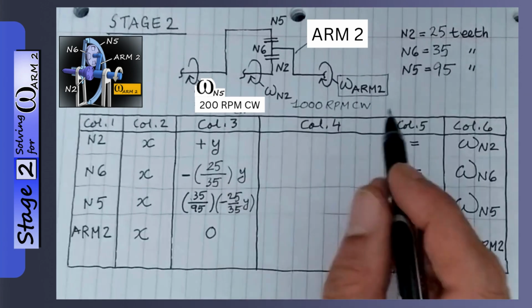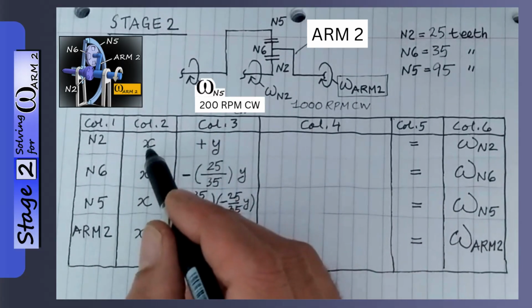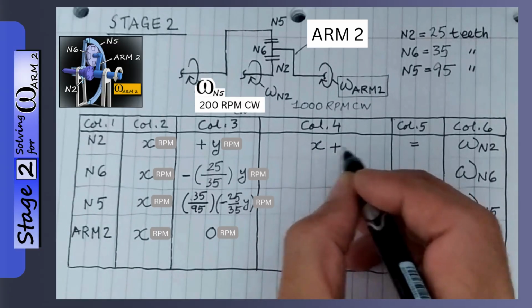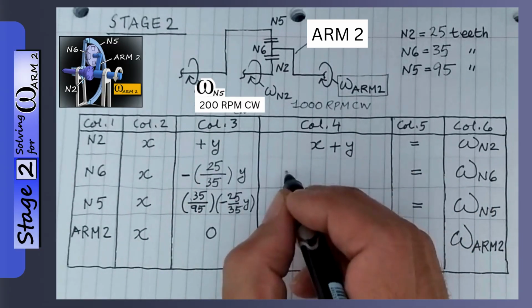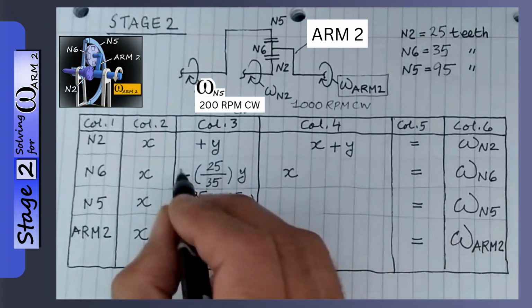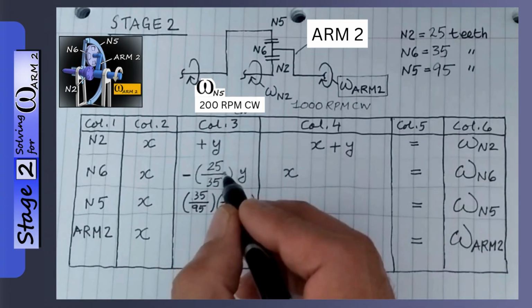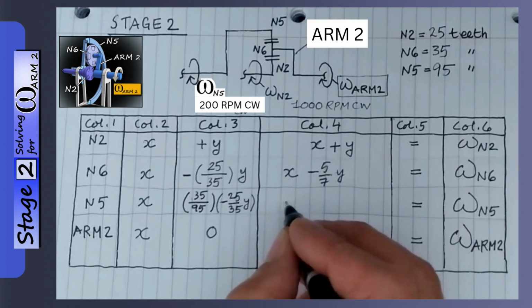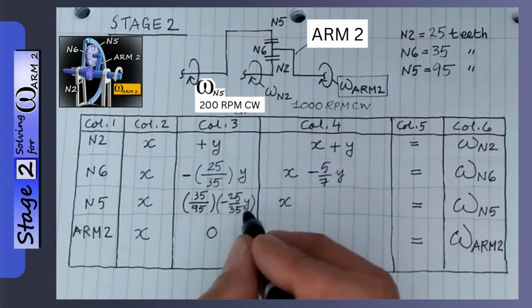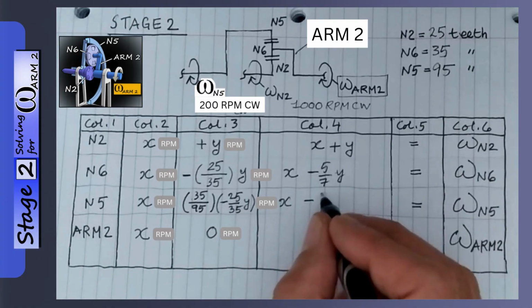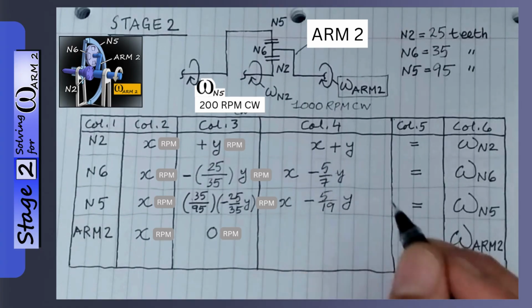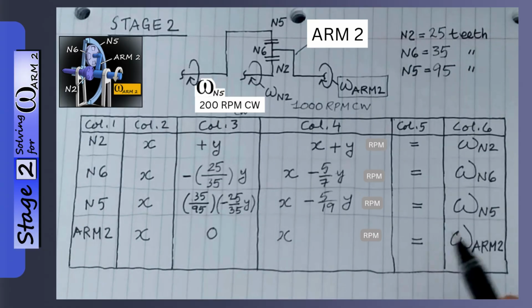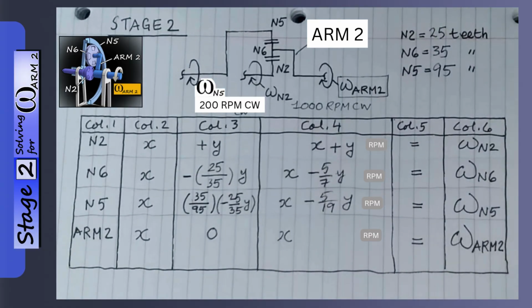Column 3 is done. Column 4, as mentioned before, is just adding whatever you have in column 2 to whatever you have in column 3. So here we get X from column 2 plus Y from column 3. Here we get X plus whatever we have here, and if you simplify it, you should get minus 5 over 7 y. Here we have X from column 2. We add it to this quantity, and again, if you simplify it, you should get minus 5 over 19 y. And here we have X from column 2 plus 0. So I'll leave that out because X plus 0 is just X.